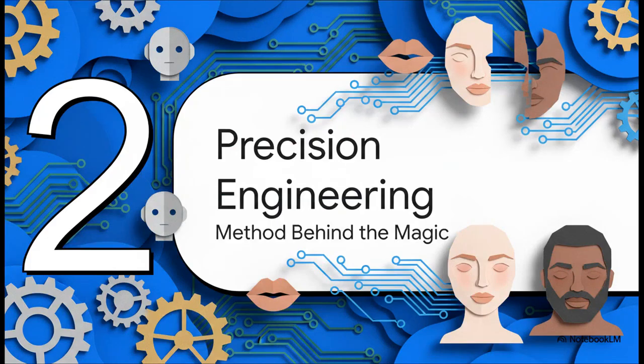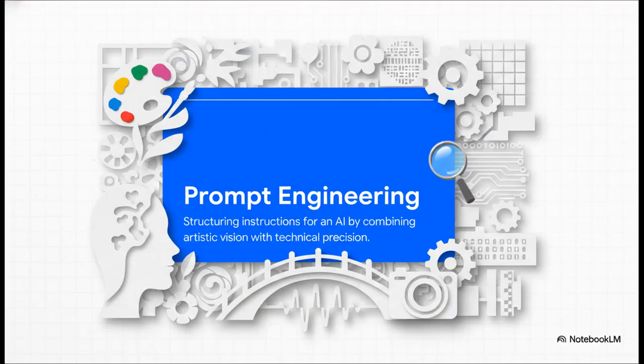Which brings us to the core method behind this whole thing, precision engineering. This is where we take all those little deconstructed elements and turn them into a set of powerful instructions that the AI can actually understand and execute. So, what is prompt engineering anyway? It sounds complicated, but it's not about just guessing or throwing a bunch of words at the screen and hoping for the best. It's a real skill. It's the bridge that connects your creative idea to the final product. It's where your artistic vision meets technical precision.